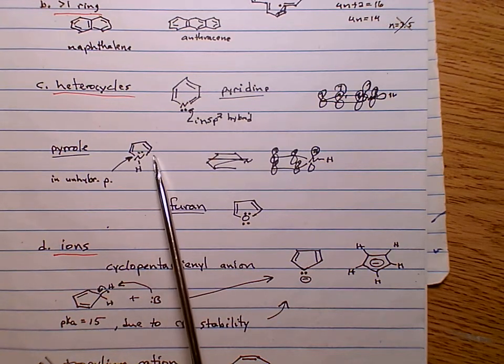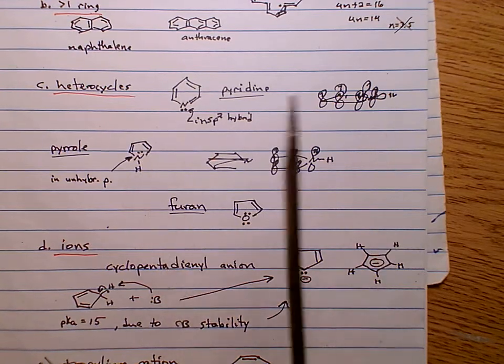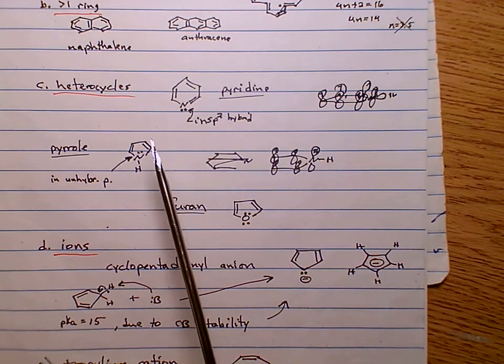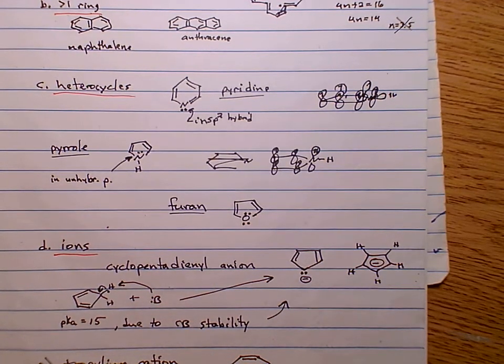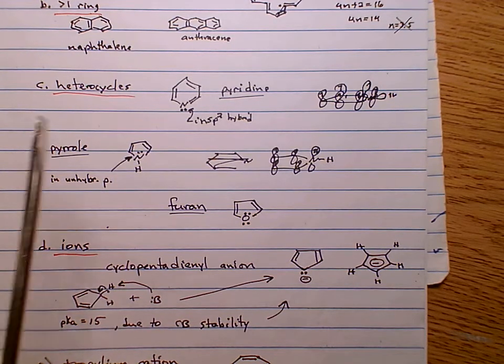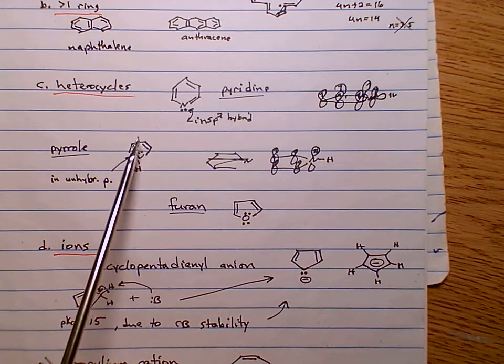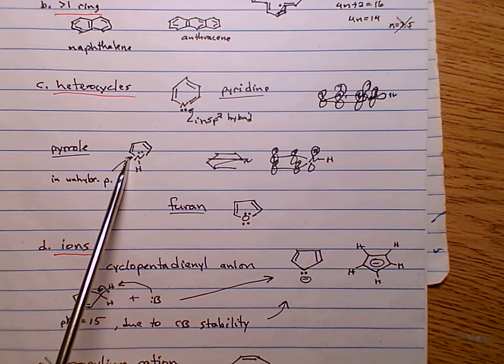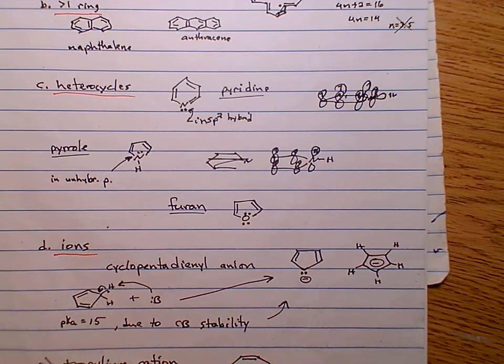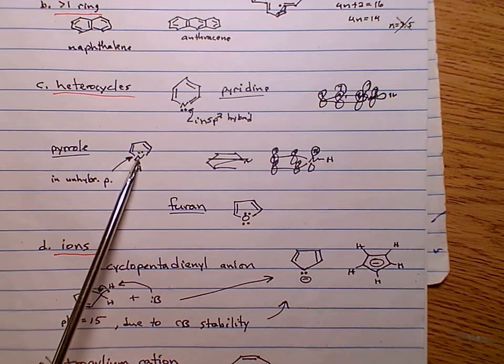Nitrogen, okay, five-membered ring. Well, it's cyclic. Is it planar? Don't know. Is it completely conjugated? Well, that's a good question. Okay, I've got double, single, single. Oh no. Let's look at this nitrogen.